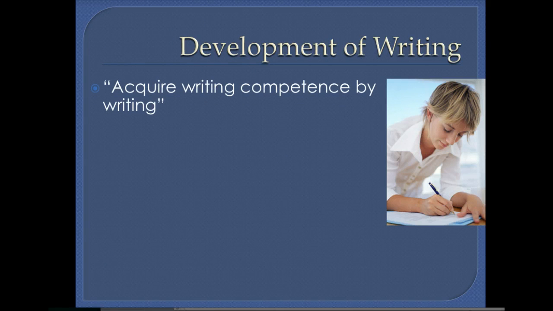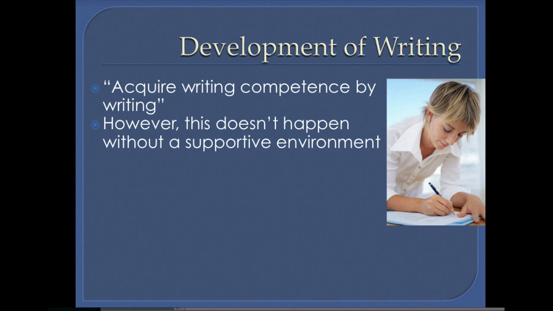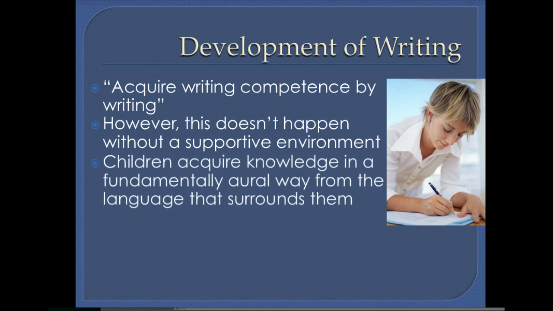Okay, so let's start off with the development of writing. Children acquire writing competence by writing. So it makes perfect sense. You acquire something by actually doing it. However, this doesn't happen without a supportive environment. So similar to reading, we want our children to be surrounded by a literacy-rich environment. So we want them to have role models where they see people reading, they see people writing, and they see people doing these things with a purpose.